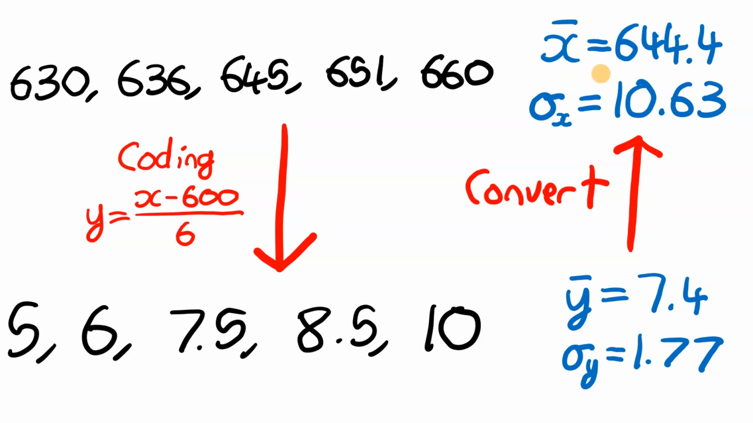Now you don't really see this at A level, but coding can be really useful if you have massive data sets. So here we've only got 5 data points, but you could have, for example, thousands of data points, and coding makes the data a lot more manageable.